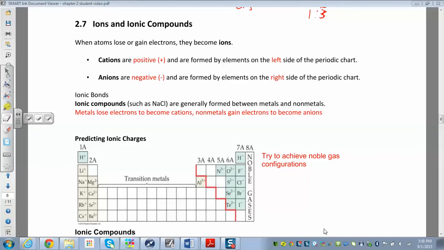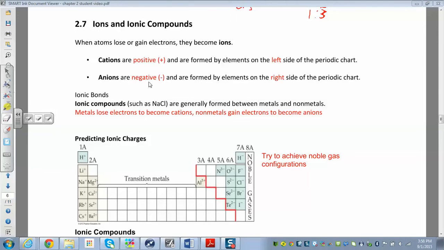So cations are positive. That means that they lost an electron. So now you have more positive things than negative things. So overall you have a positive charge. So if you lose an electron, you become more positive. So metals like to do that. So metals are going to be on the left side of the periodic table, downstairs, right? So those are the guys downstairs. They're going to like to give up electrons. They're going to become more positive.